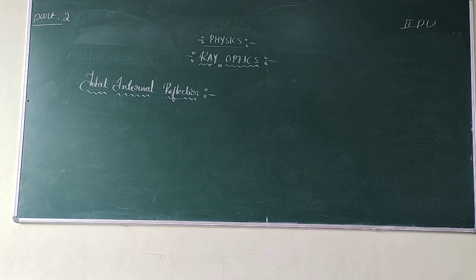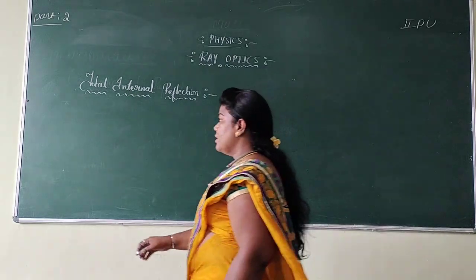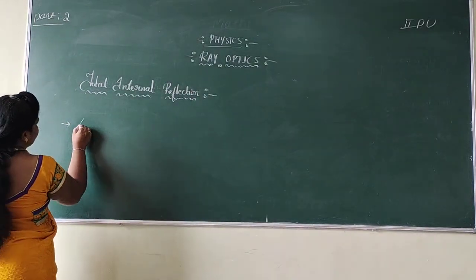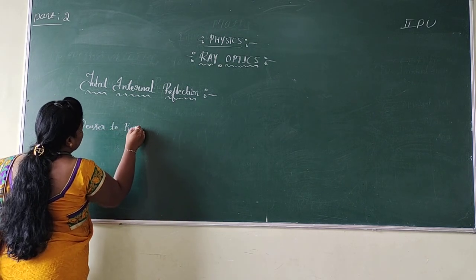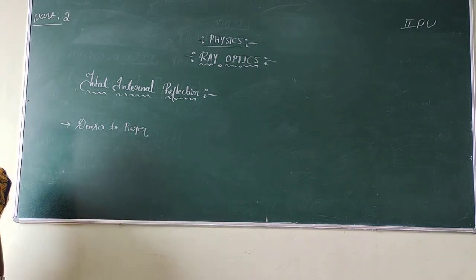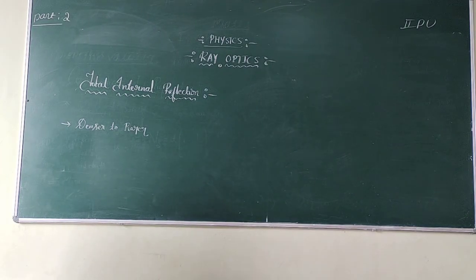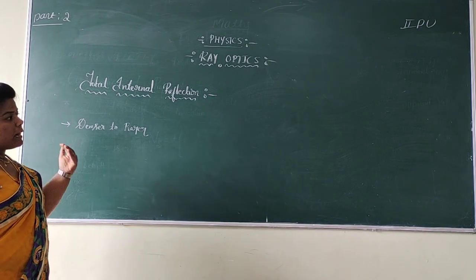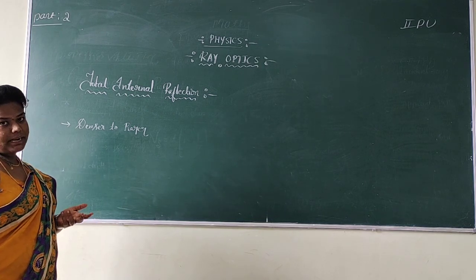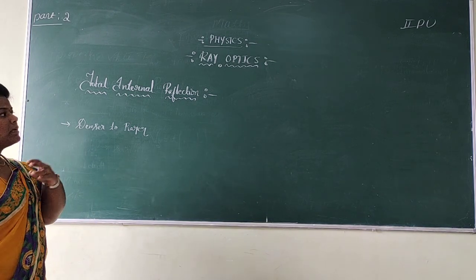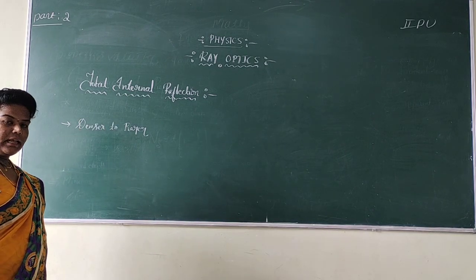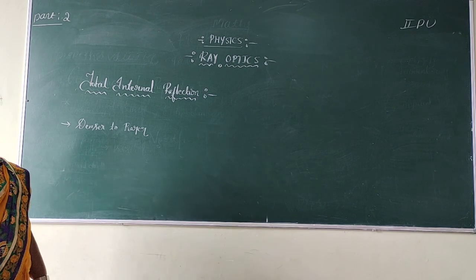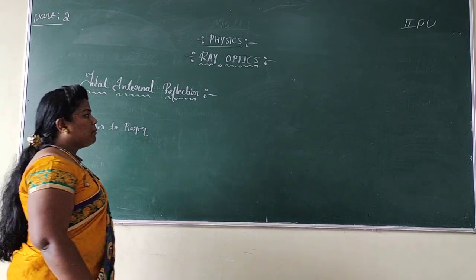So my dear students, when a ray of light travels from denser medium to rarer medium, we can observe that total internal reflection is possible. It means the amount of light ray which is incident should completely reflect back into the same medium without undergoing any part of refraction. That is said to be total internal reflection. Let us observe it with the help of a diagram.